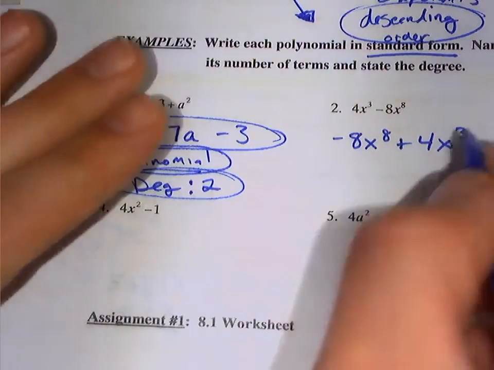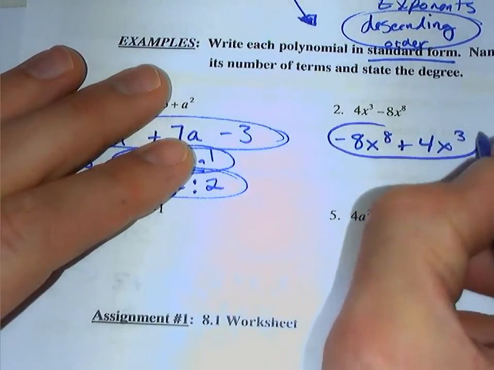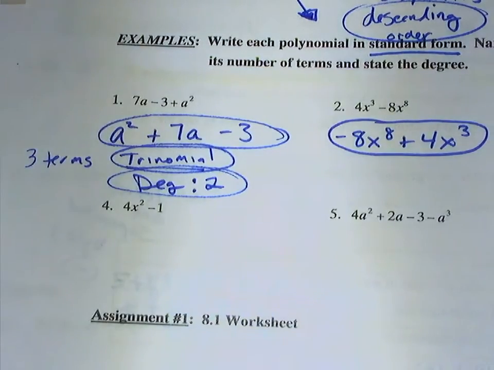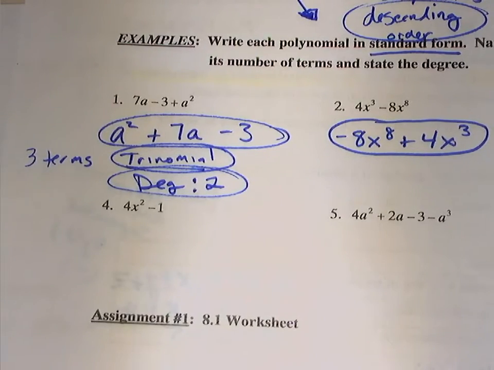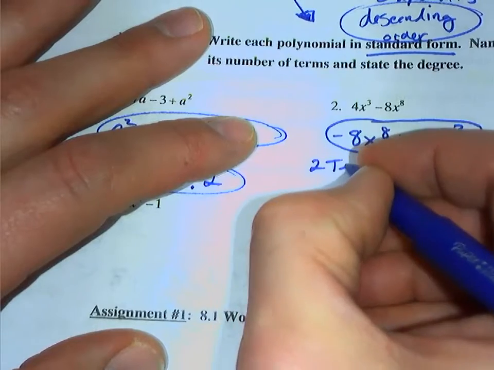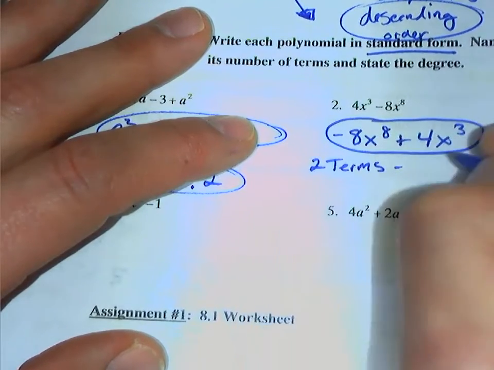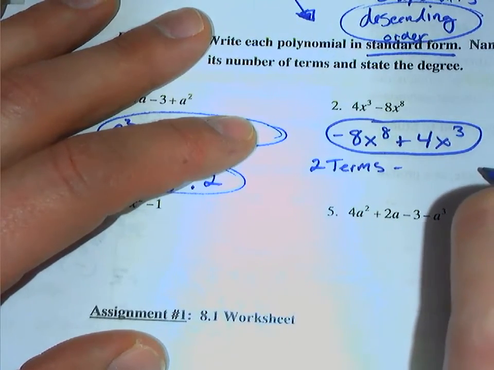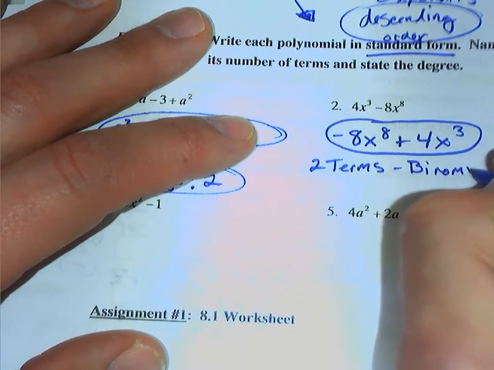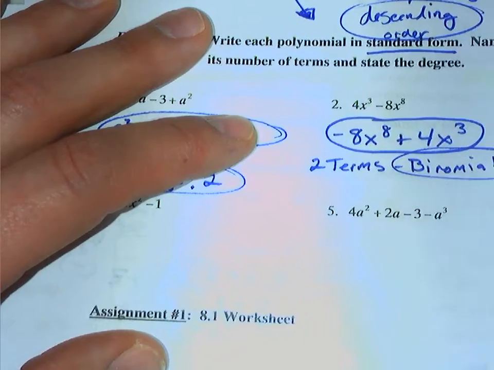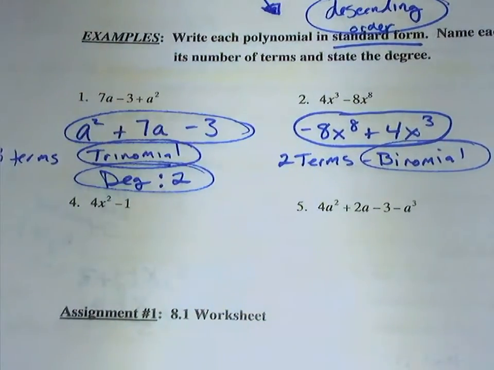All right, so we wrote this in descending order. So the power of x is getting smaller and smaller. 8, then 3, and then that's it. And how many terms does it have, Tyler? It's got 2 terms. And what do we call something that has 2 terms? That's a binomial. So we call that a binomial, 2 terms.